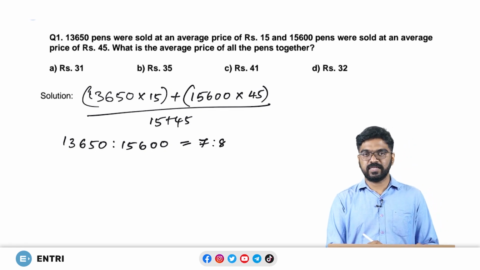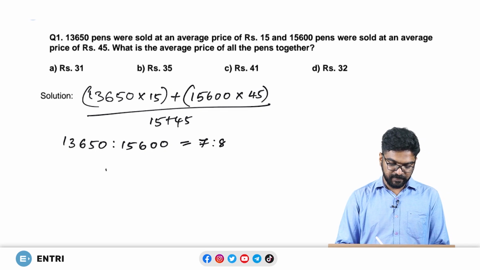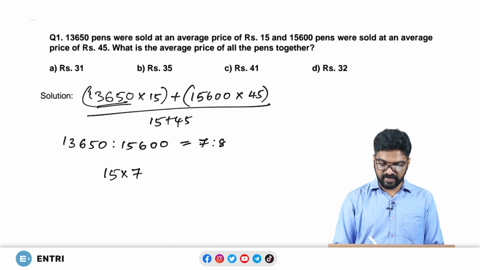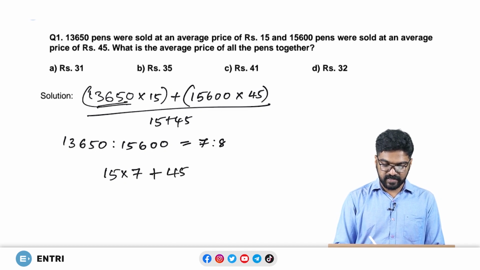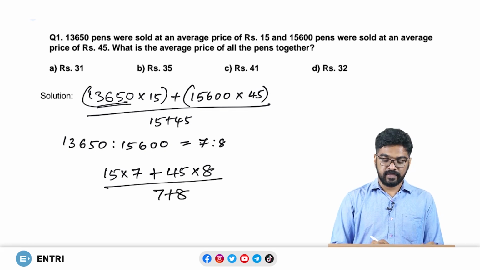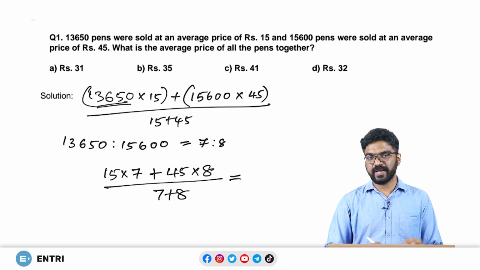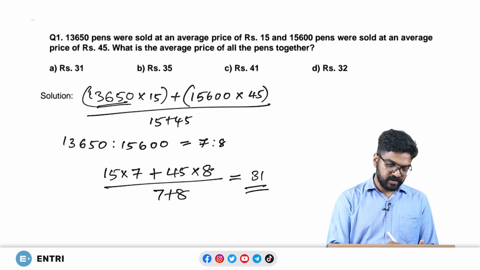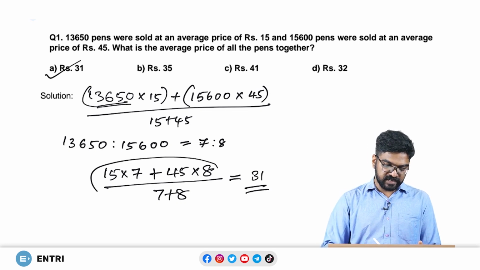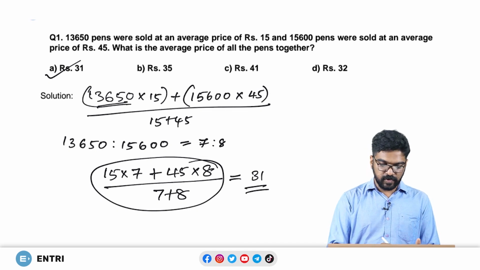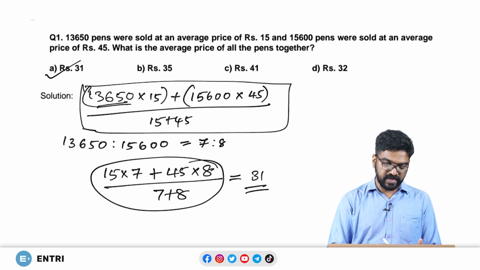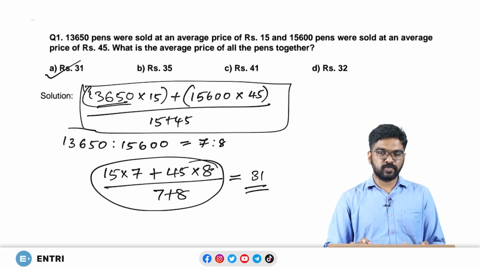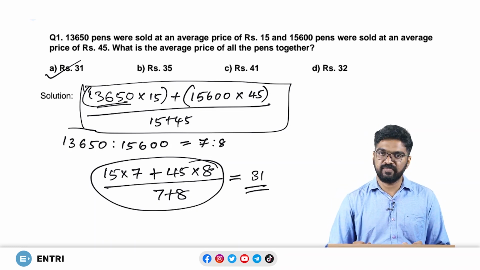So we can do this question now in a different manner. What we have to do is 15 times 7, that is, instead of writing this number, I am just writing 7, plus 45 times 8 divided by 7 plus 8. This calculation will give you the average price of the entire pens in the lot. So which will give you the answer as 31, which is option A. So now this calculation becomes very simple. We don't need to do this humongous calculation to obtain the answer. So this is what we apply for weighted averages.